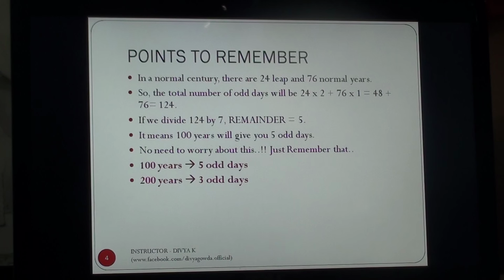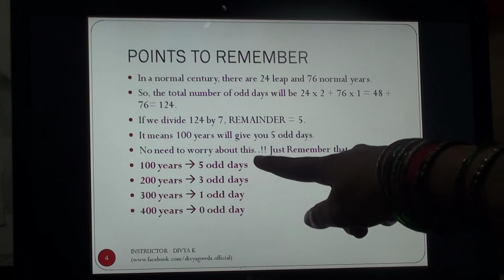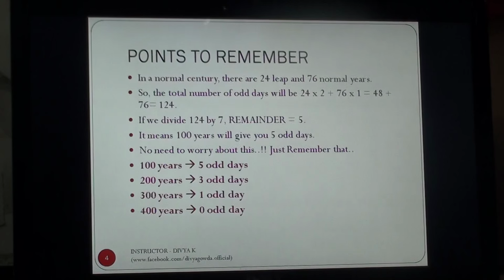200 years will actually give you 3 odd days. 300 years will give you 1 odd day, and 400 years will give you 0 odd days. If you remember these 4 points, it is more than sufficient, and it is very simple. It is 5, 3, 1. It's just like odd numbers, and for 400 years you get 0 odd days.